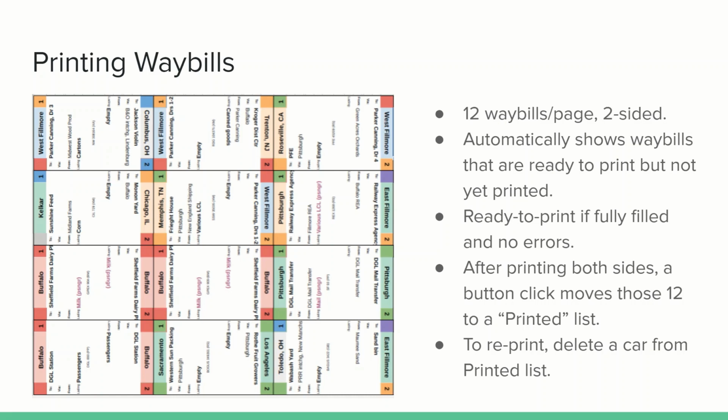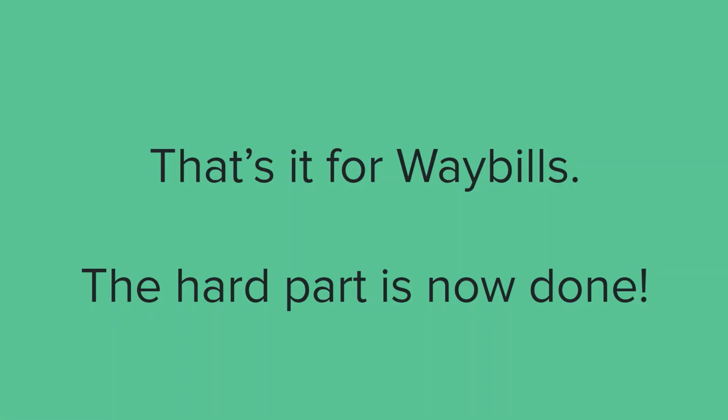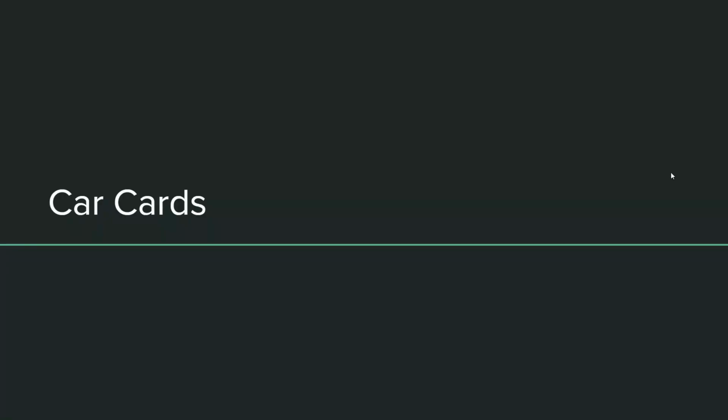And then if you ever need to reprint one of these because you've made some changes to it, you just delete that car from the printed list, and it will then automatically show up again as to be printed. So that's it. That's your waybills, and again, that's really the hardest part of this, and the place where probably the spreadsheet and this overall logic behind the spreadsheet provides the most added value.